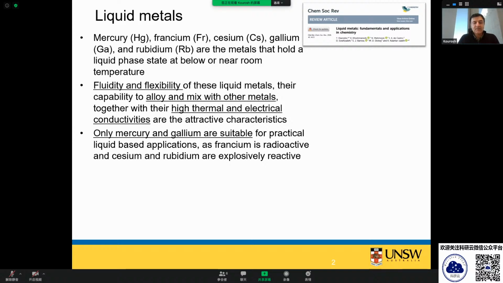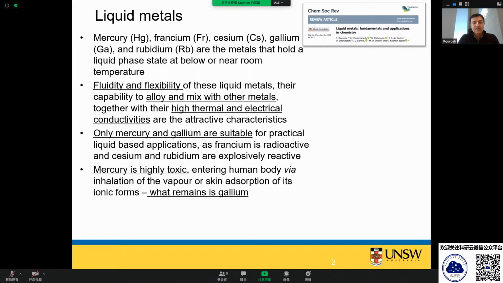Francium is radioactive, cesium and rubidium are explosive. So we put them aside. Unfortunately, mercury, against my opinion, I don't think that's hazardous. It's considered highly toxic. The mercury vapor is dangerous. It's dangerous for health, apparently. I remember when I was a child, I used to have a liter of mercury at home playing with it. And I think nothing happened to me, but it's another time.